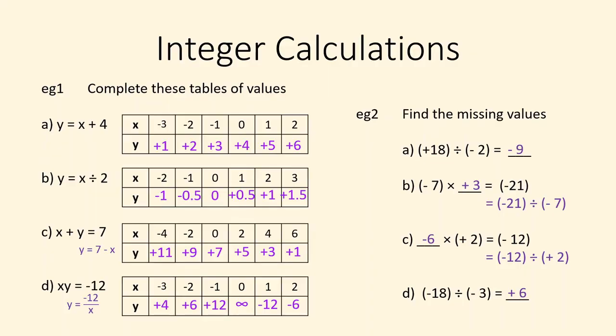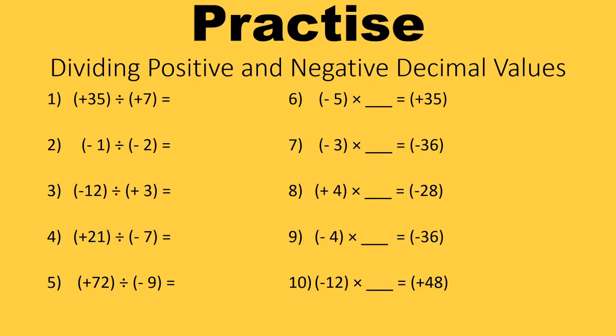Let's go on to some practice. Go ahead and copy these questions down. Questions 1 to 5 should be fairly straightforward. Just do the division, paying attention to the signs to decide the sign of your answer. Questions 6 to 10 will need some rearranging. Go ahead and hit pause now. Make sure you show your working, particularly for questions 6 to 10, and hit play when you're ready to take it up.